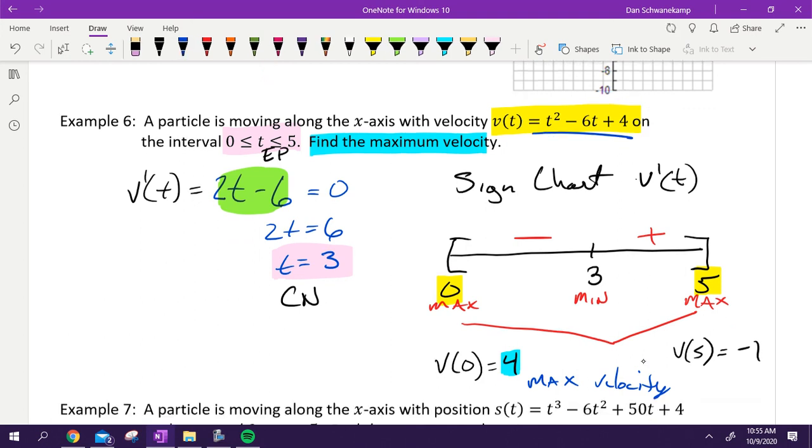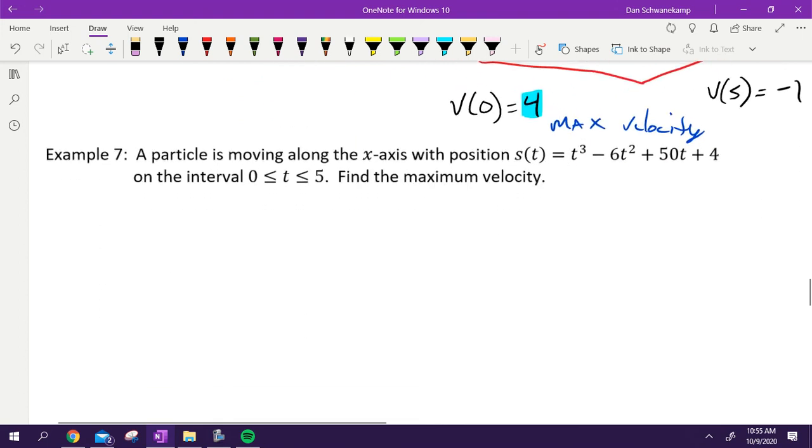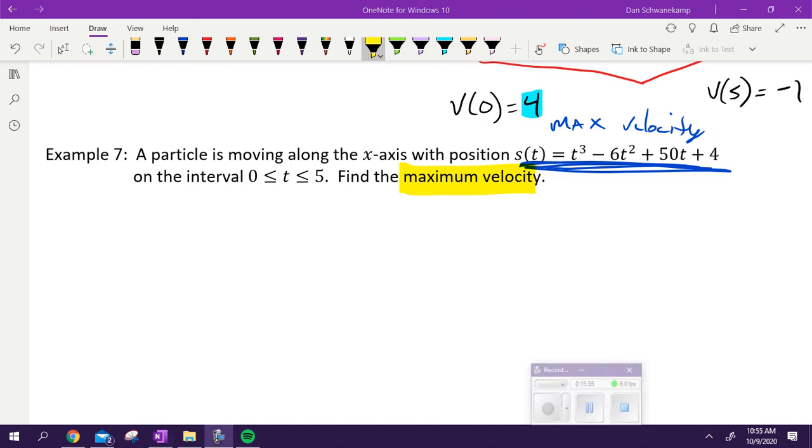All right, we're going to skip 7. Let's just look at it. I'm not going to make you write anything down. Okay? This is a position equation. You are trying to find maximum velocity. Talk with your neighbor. You don't have to write anything down. What is our attack plan going to be here? If they gave me position and I want to find maximum velocity, talk to each other.